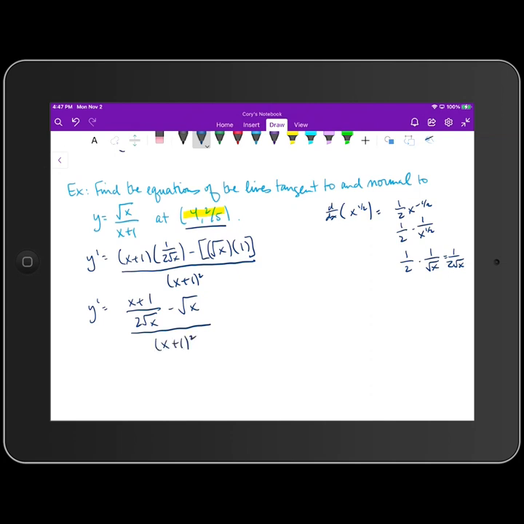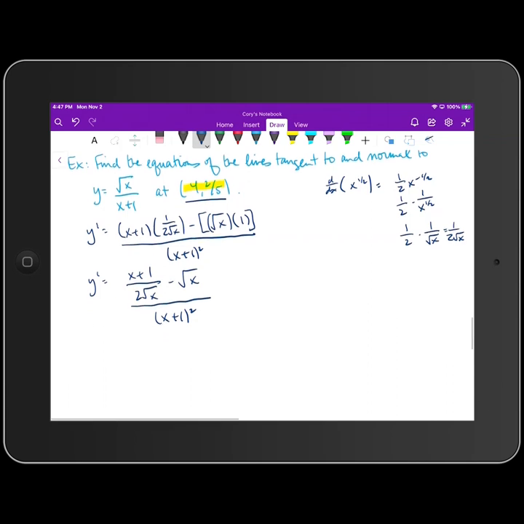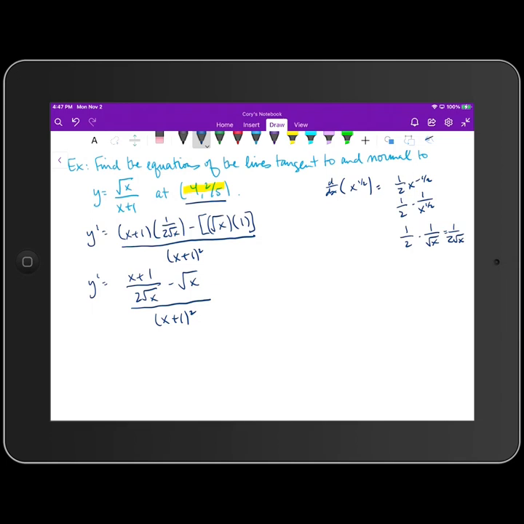Now, you can go through and simplify this derivative if you want. The way you would do that would be to multiply the numerator and denominator by the common denominator of our smaller fraction, 2 rad x. But you don't need to simplify the derivative here because we're trying to find the slope of the tangent line, which means we want to evaluate this derivative at 4.